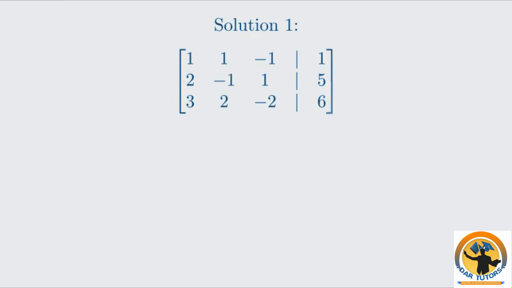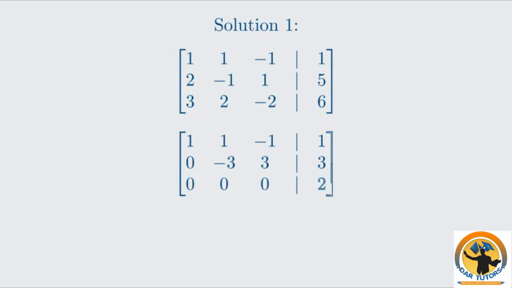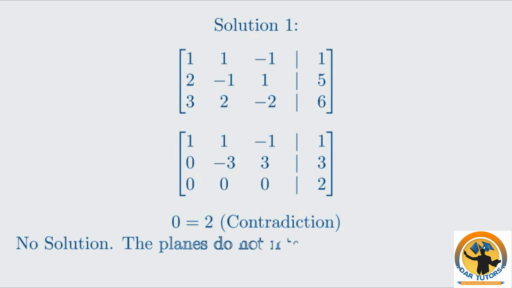Welcome back. Let's go through the solutions. For question 1, we set up the augmented matrix and perform row operations. We find that the system is inconsistent, leading to a contradiction. Geometrically, this means the 3 planes do not intersect at a common point. This could be case 4, 5, or 8.